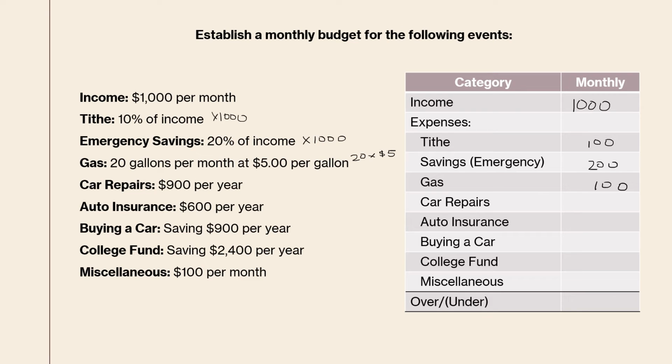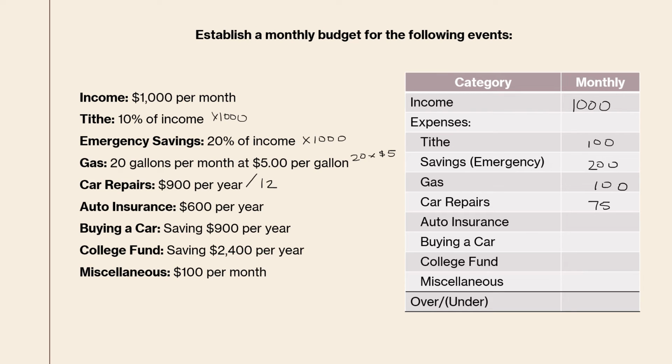For car repairs, if I look back at the history, just kind of on what I've spent on car repairs, or maybe a parent helps you to say how much you think we'll spend a year, you can estimate how much you think you'll spend. So for the year, I estimate I'm going to spend $900. Well, I want to convert this into a monthly amount, so I'm going to take this and divide it by 12, and that's going to give me $75 per month.